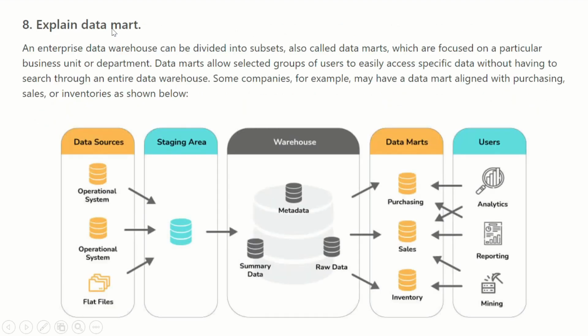So the next question is, explain data marts. We all heard about data marts. So what exactly are data marts? Observe this diagram. Before this diagram, we just have some explanation. An enterprise data warehouse can be divided into subsets, also called data marts, which are focused on a particular business unit or department. Data marts allow selected groups of users to easily access specific data without having to search through an entire data warehouse. Some companies, for example, may have a data mart aligned with purchasing, sales, or inventories, as shown below. So you can see here data sources, operational system, and flat files.